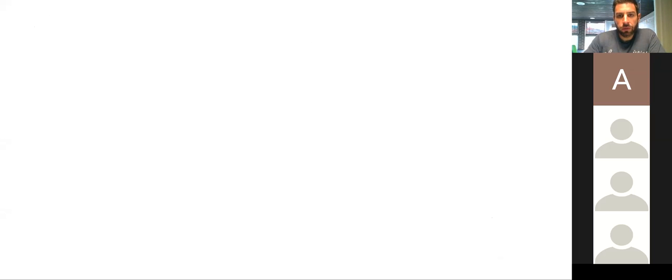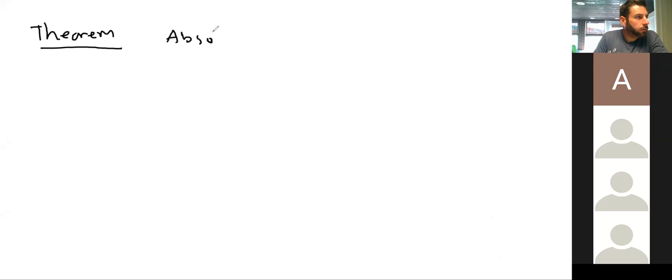here's an important consequence. And this ties in with what we've been doing. So here's an important theorem. I'm not going to prove it, although we could, it's not a difficult thing to prove. So, important fact: absolute convergence implies convergence.